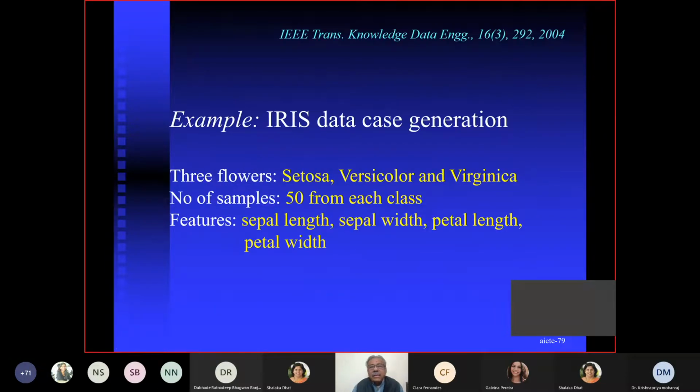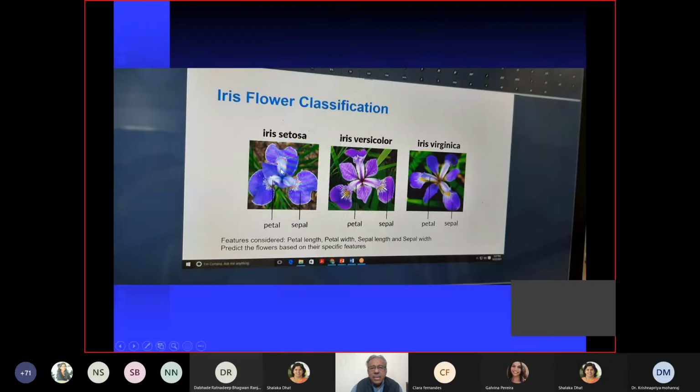Now, let's consider the iris data as an example. I do not know how many of you know, but when you work with machine learning, this is the first data you are usually given. What is the iris data? It's 3 kinds of iris flowers: setosa, versicolor, and virginica. And you have 50 flowers from each class. And what are the features? Sepal length, sepal width, petal length, petal width. So there are 4 features, 50 samples from each of 3 classes, that will be 150 samples. These are the typical iris flowers: setosa, versicolor, and virginica.